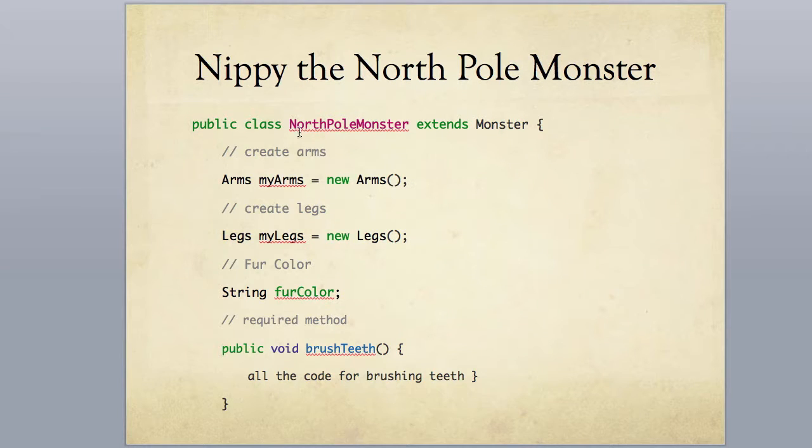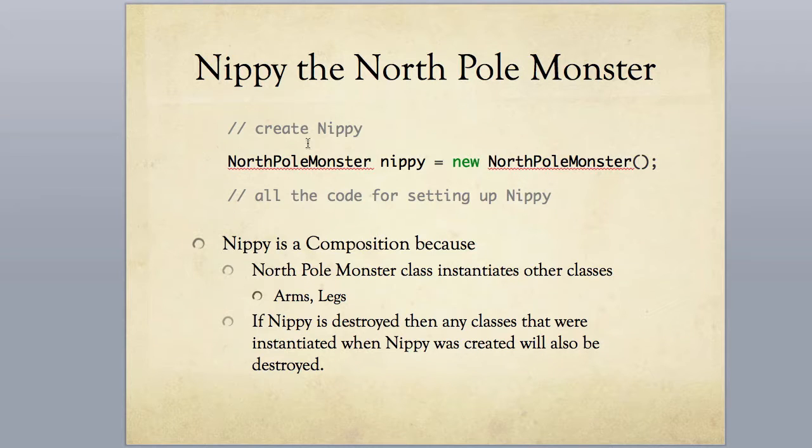So, Nippy the North Pole monster. I have some code here that basically says the North Pole monster is going to extend the Monster class. Here I'm going to create arms, create legs, create the fur color, and then my required method of brushing the teeth, right? And then down here I have Nippy the North Pole monster some more. Nippy is going to be equal to a new North Pole monster, and then we're going to put in all the code that we need to set up Nippy. Okay? Nippy is a composition because the North Pole monster instantiates other classes, the arms and the leg classes, in order to make this work.